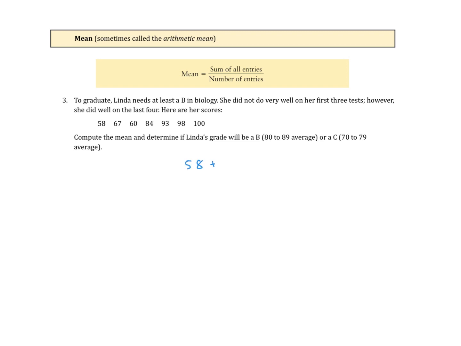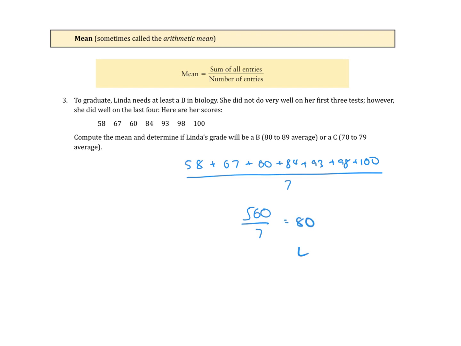They don't need to be in order. And then we're going to divide by, there are 1, 2, 3, 4, 5, 6, 7 numbers. And we get 560 over 7, which is 80. So Linda will get a B.